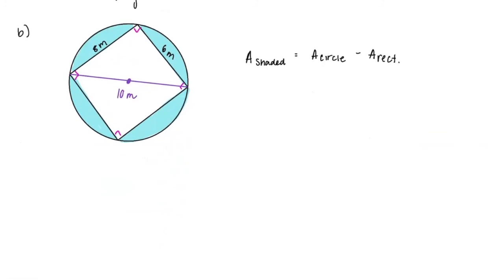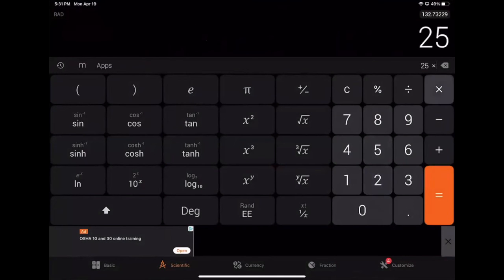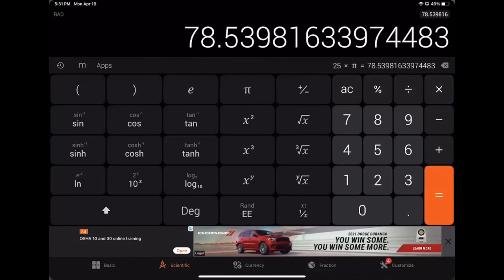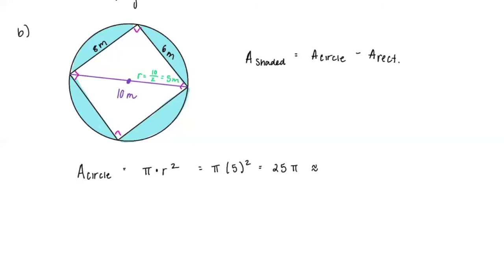Okay. So starting with our circle, it is pi times the radius squared. Problem is, I know this total distance. So our radius is half of that. The radius is 5 meters. So this is pi times the radius squared, which exactly would be 25 pi, but can't really use that. So let's go ahead and go back to a calculator. We want to do 25 times pi. It's about 78.54. And our units are meters squared.